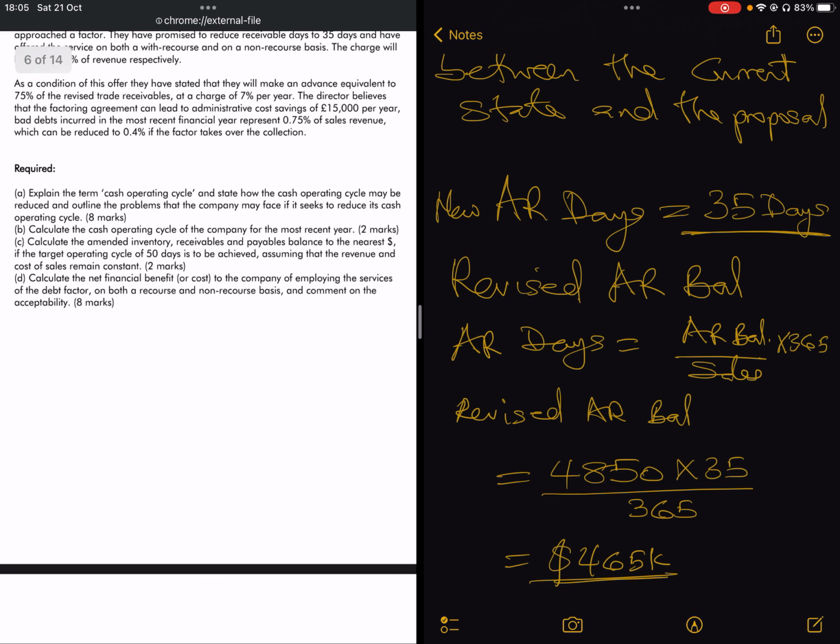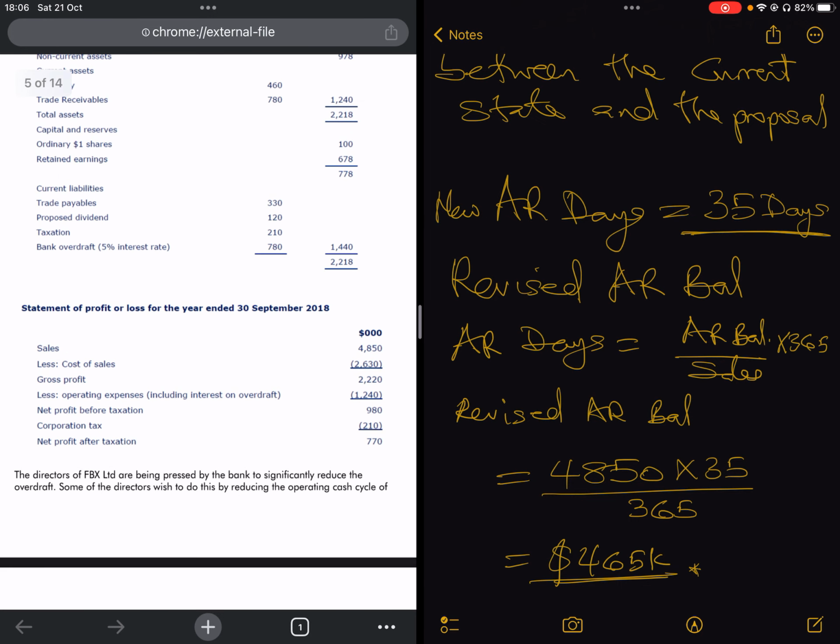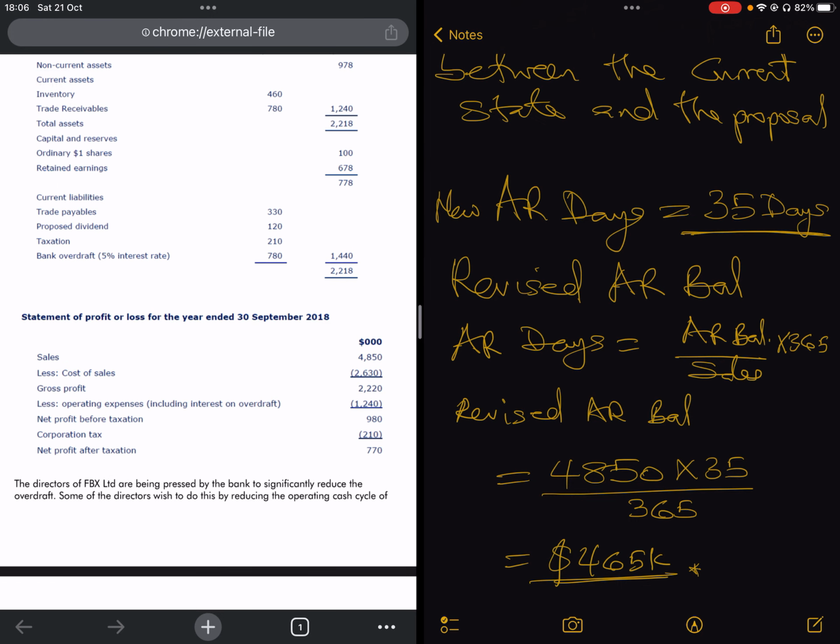In this question, they're now saying that as a condition of this offer, they will make an advance equivalent to 75% of this figure, but at 7%. So advance is cash. They want to collect your receivable, and instead of you financing those receivables for the 35 days you are waiting to collect, because they said they will need 35 days to collect, you still need to finance the receivable. But they're saying don't go to the bank, because this company usually goes to the bank to get overdraft at 5%.